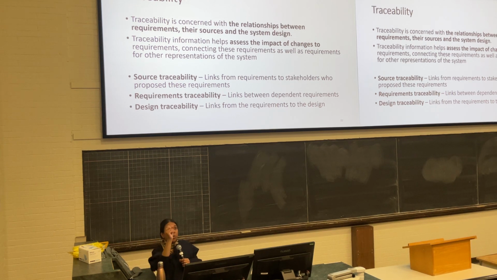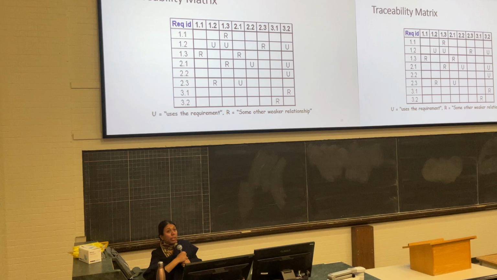So if we are changing requirement 1, what are the other requirements or what are the other artifacts that are going to be affected? So this doesn't stop here. You can also have test case traceability. These test cases, what are we testing? Which requirements are we testing? So one technique that is used to trace requirements is traceability metrics.